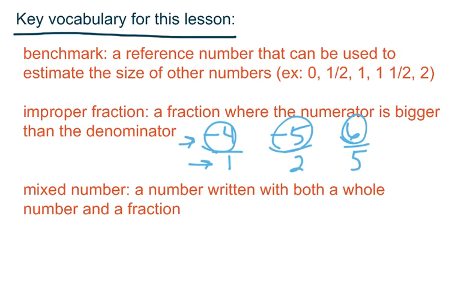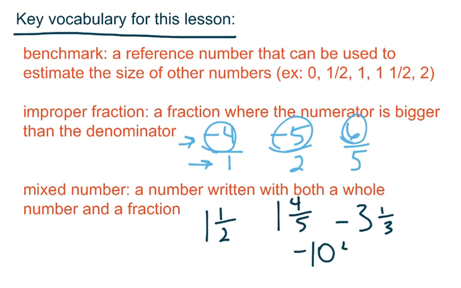And then finally we have mixed number, which is a number written with both a whole number and a fraction. An example of this might be such as 1 1/2, 1 4/5, -3 1/3, -10 2/3, and so on. So mixed numbers include a whole number and a fraction.